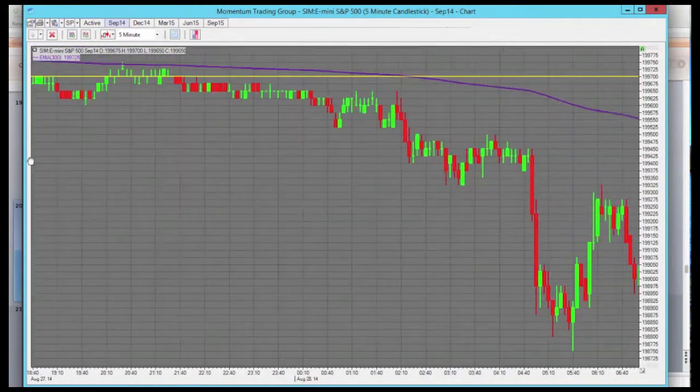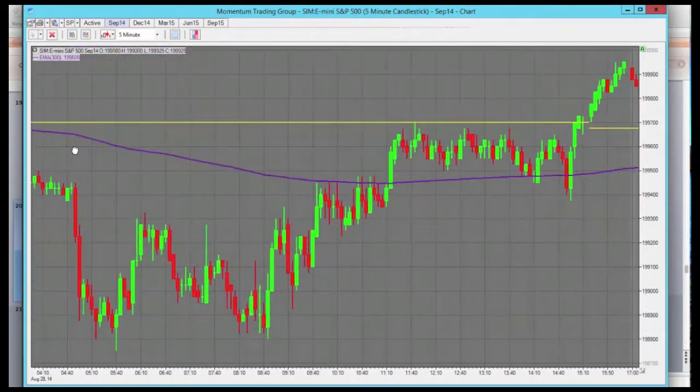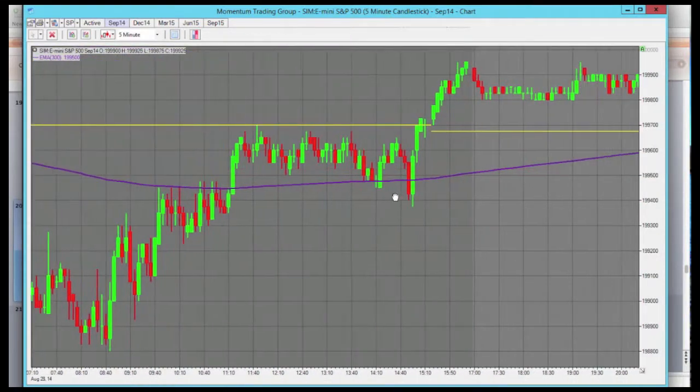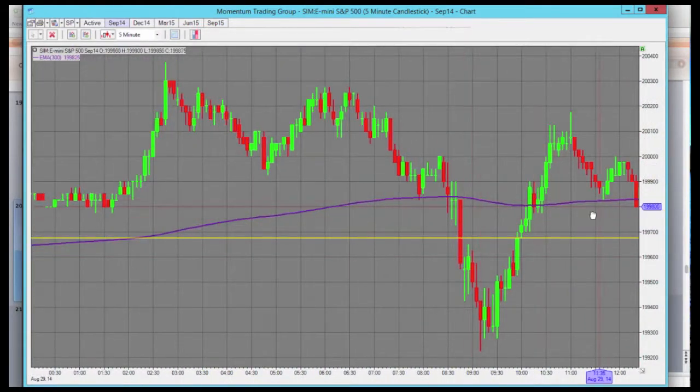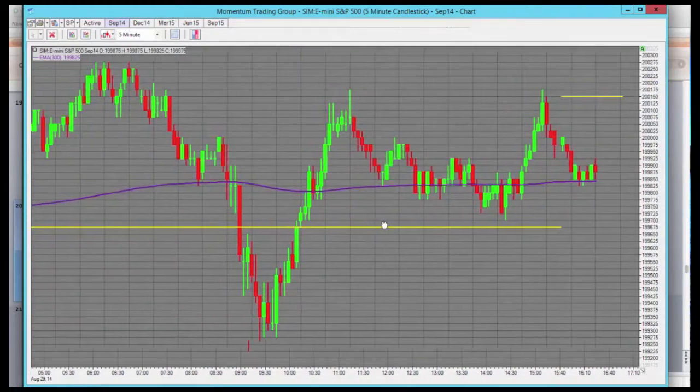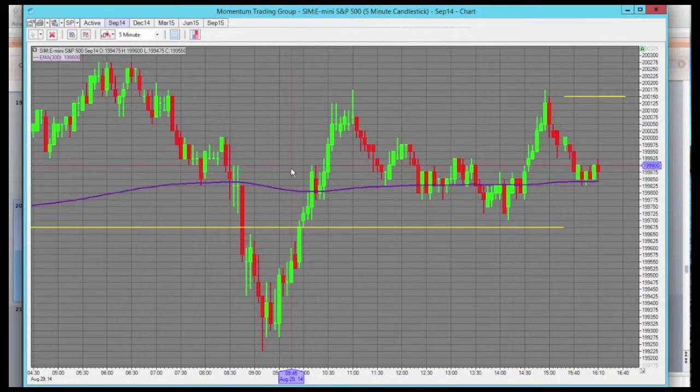Now, a lot of times we look at the slope of it as well. And you can see here, right through here, it is sloping up ever so slightly. And then the last week or the last couple days, last day, it's been drifting sideways. So that just gives you an idea of what the overall trend would look like, sideways.